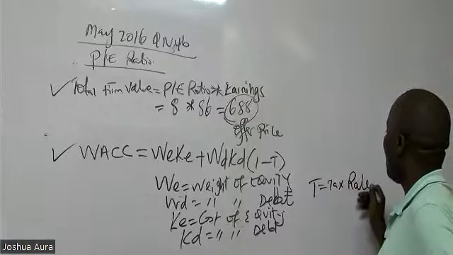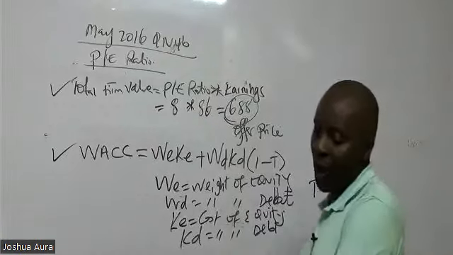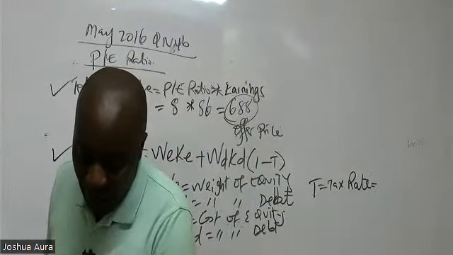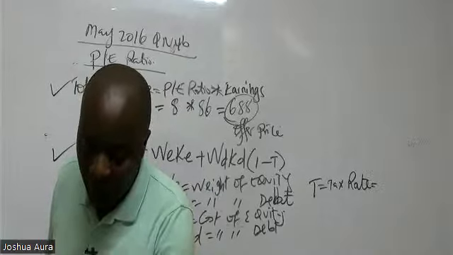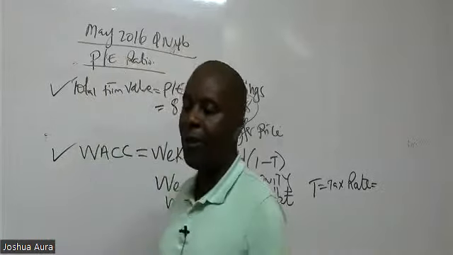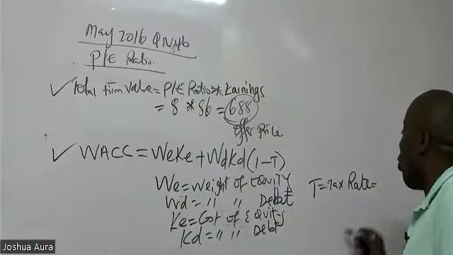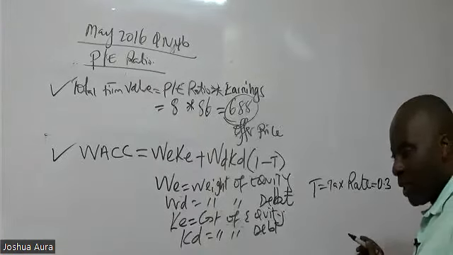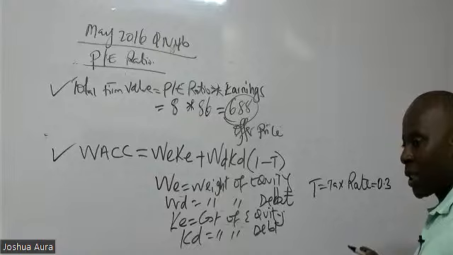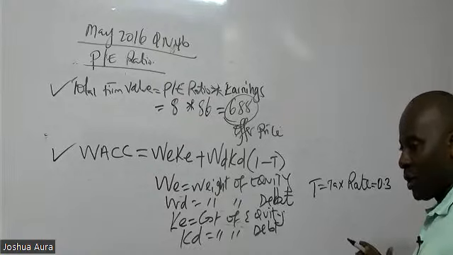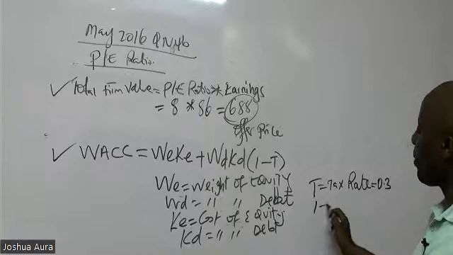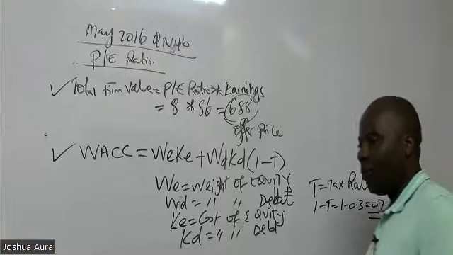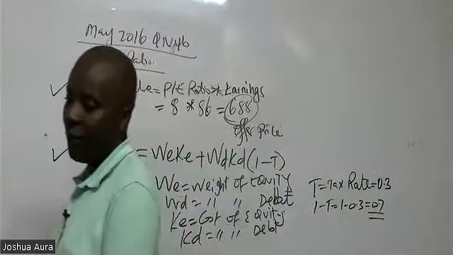T is the tax rate, which in this question has been provided to us before the required section. In the second last paragraph, the tax payable is 30%. They always tell you about tax. If they don't tell you, you don't assume. In finance, if they don't tell us what the tax is, it will always be zero. If they tell us it's 30%, then 1 minus tax will be 1 minus 0.3, which will give me 0.7.